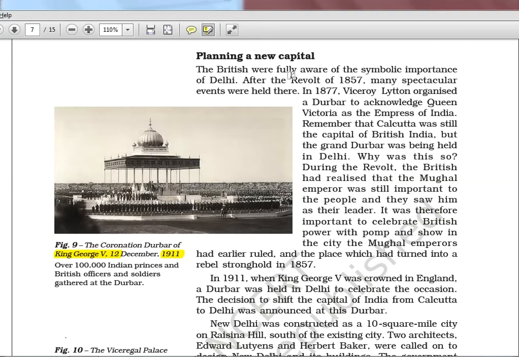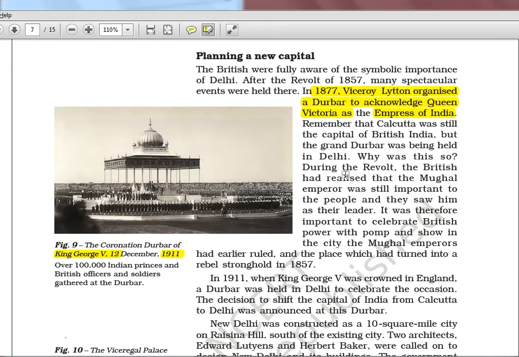Okay, the British were fully aware of the symbolic importance of Delhi. After the revolt of 1857, many spectacular events were held. Here it's given. Okay, 1877, Viceroy Lytton organized a darbar to acknowledge Queen Victoria. This was again controversial because a famine was happening at that time, and these people are celebrating, doing a lavish kind of Delhi Darbar. So one thing is mentioned here itself, and second thing is mentioned here. King George in 1911, and sorry, which one? Queen Victoria in 1877. Okay, Lytton. Victoria was given the title Empress of India. So Calcutta was still the capital of British India, but the Grand Darbar was being held in Delhi.